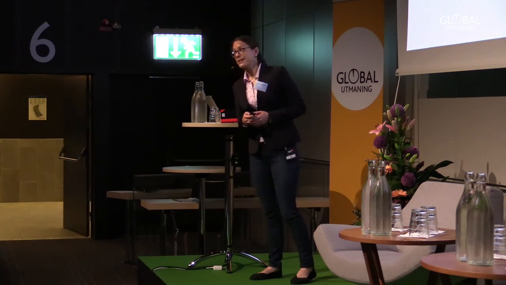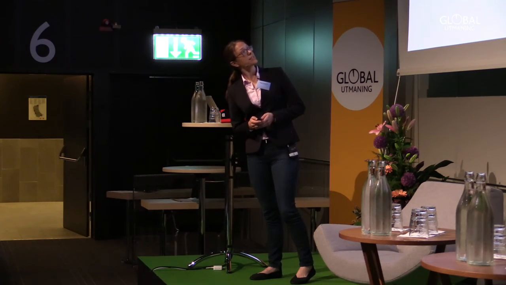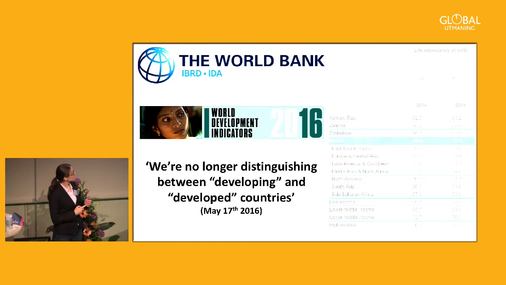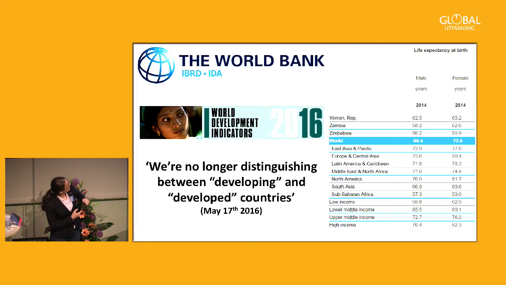And this is what the World Bank said on their blog, that we're no longer distinguishing between developing and developed countries. And if you go into their websites and you look into categories and see what they have now, they only have the different countries and the divisions into geography and income. There's no more developed and developing categories.